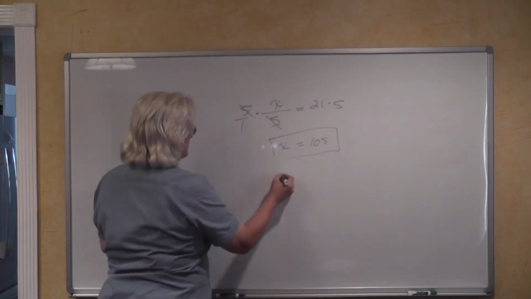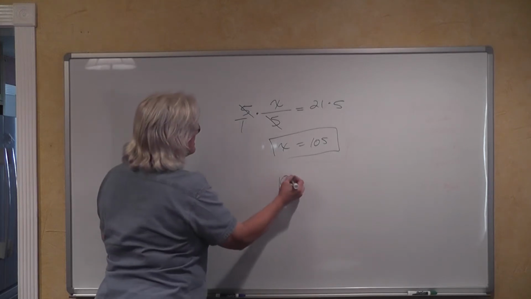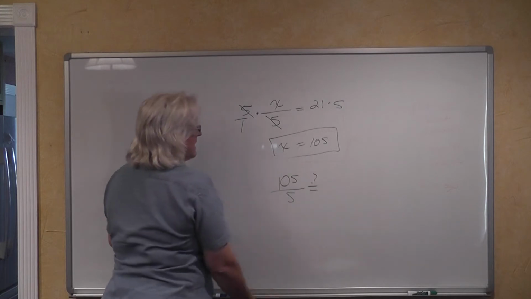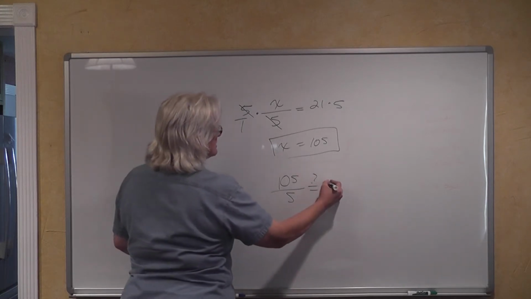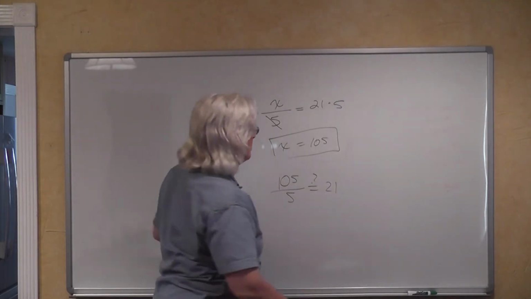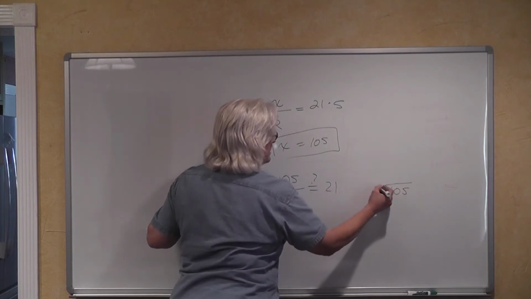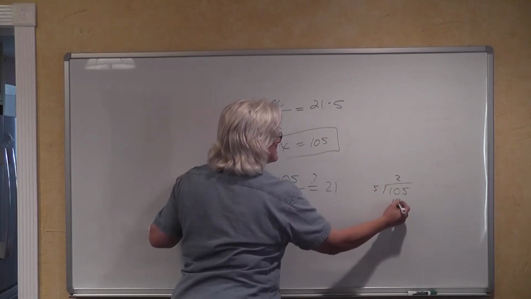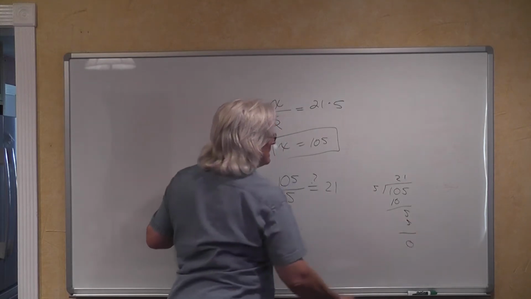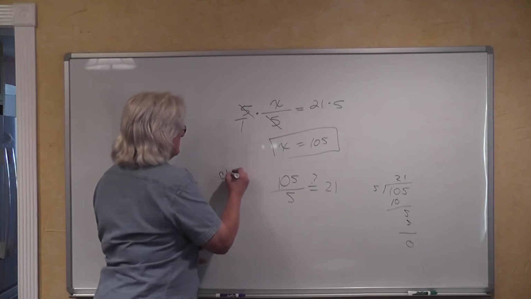To check it, you would substitute in 105 for x, and actually do that division and see if you ended up with 21. So 105 divided by 5, of course, is going to be equal to 21. 2 times 5 is 10. Bring the 5 down. 1 times 5 is 5, and there is no remainder. Over here is the check.